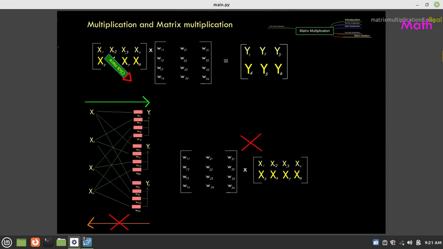So x1 multiplied by w is not equivalent to w multiplied by x1, because that would make the signal flow in the reverse direction. Signal flows in one direction, not the reverse. So matrix multiplication cannot be reversed. Like in simple multiplication, x into w equals w into x. But in matrix multiplication, unfortunately, the reverse is not true, because then we would be flowing the signal from right to left. This is not what we intend in the electronic circuit.